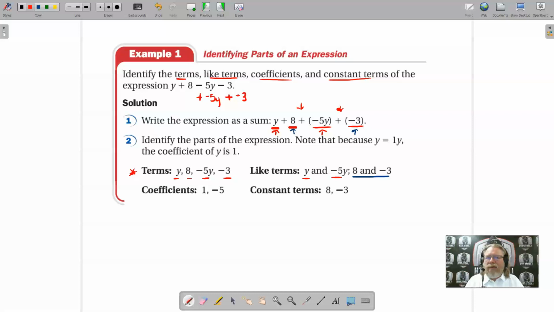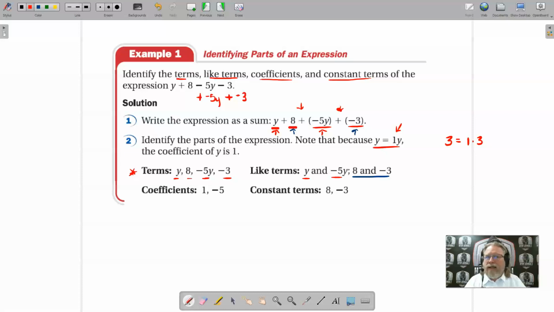Moving along, we look for the coefficients. Remember, the coefficient is the number that is sitting out in front of our variables. An important thing to note is that y is equal to 1y, just as any number such as 3 is equal to 1 times 3. We write y as 1y so that we can identify that a variable by itself, without a number in front of it, actually has a coefficient, and that coefficient is 1.